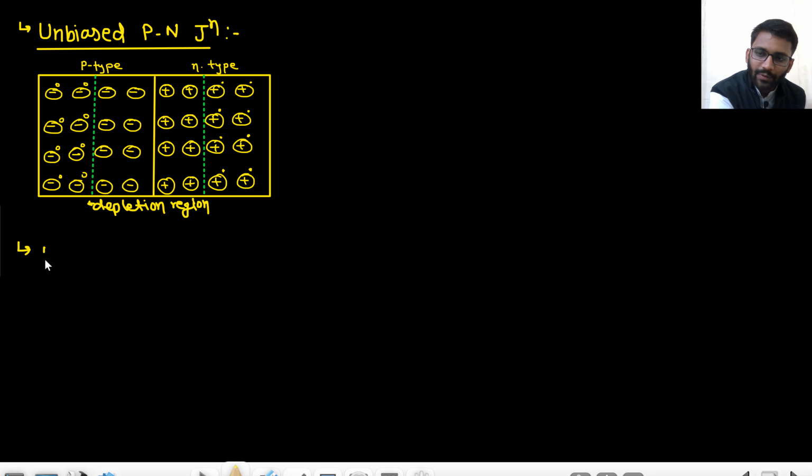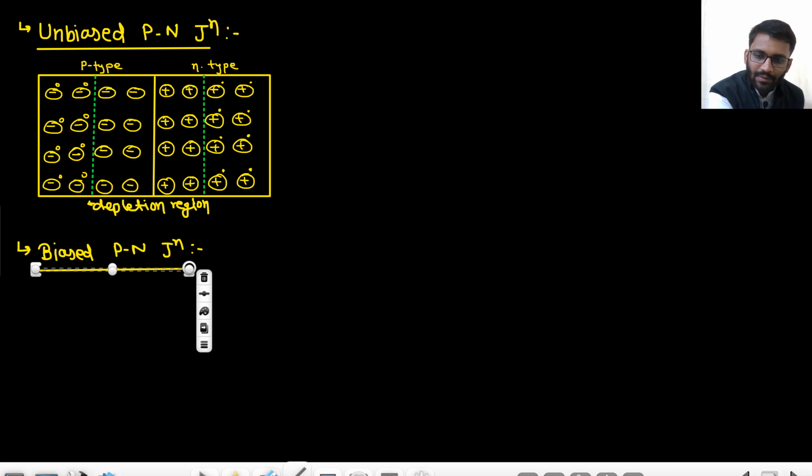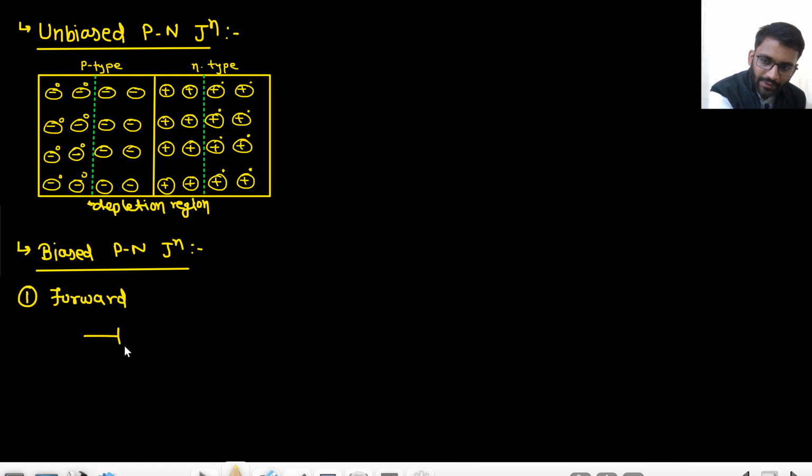Then what do we do? We applied some bias. That means we give some supply voltage. This was the biased PN junction. First was the forward bias. In forward bias, we connected the P to positive and N to negative. Let's assume the voltage across the diode is VD. There will be some current flowing through it, that would be ID.